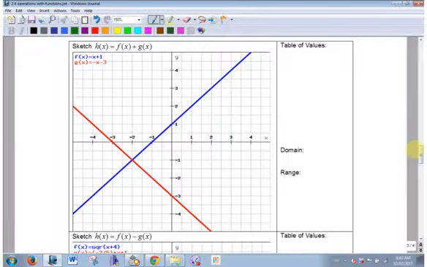Sketch. F of x is the blue line, and g of x is the red line. We all see the red line? Can't help you if you can't. It's red. So I want to know h of x, which is, I can't see the sign, I just want to add these together.